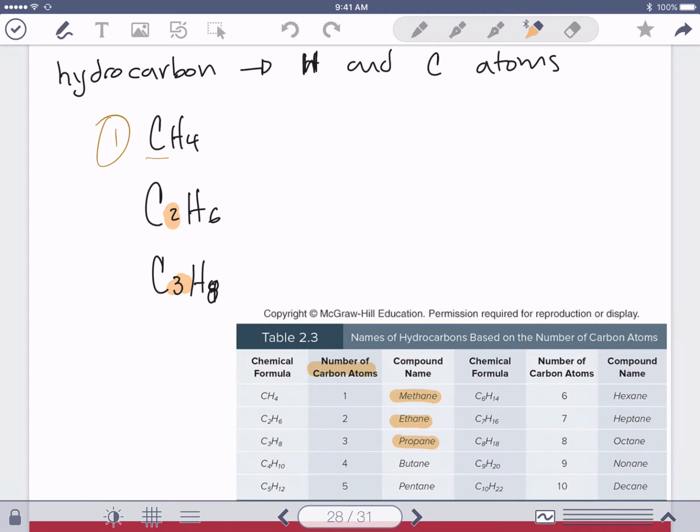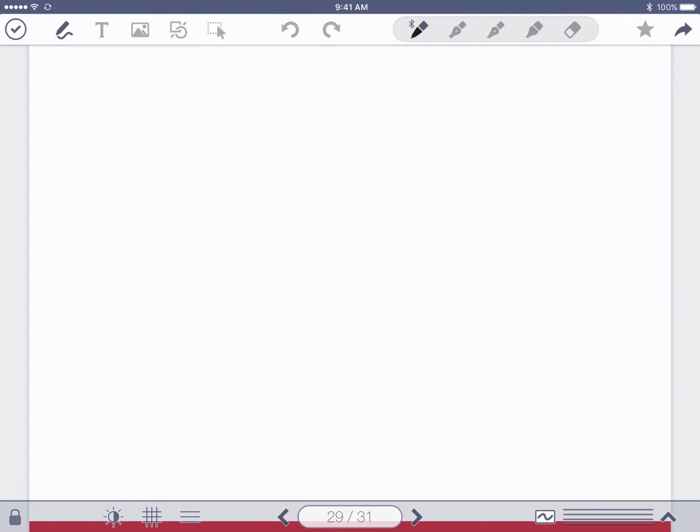Depending on different structures, we can change the ending from "ane" to "ene" or "yne", but for the purposes of this video, we're only going to focus on the ending "ane". The suffix "ane" tells us something specific about the ratio of carbon atoms to hydrogen atoms in the molecule. In particular, having the general formula CxH2x+2, we can identify what the formula should be.